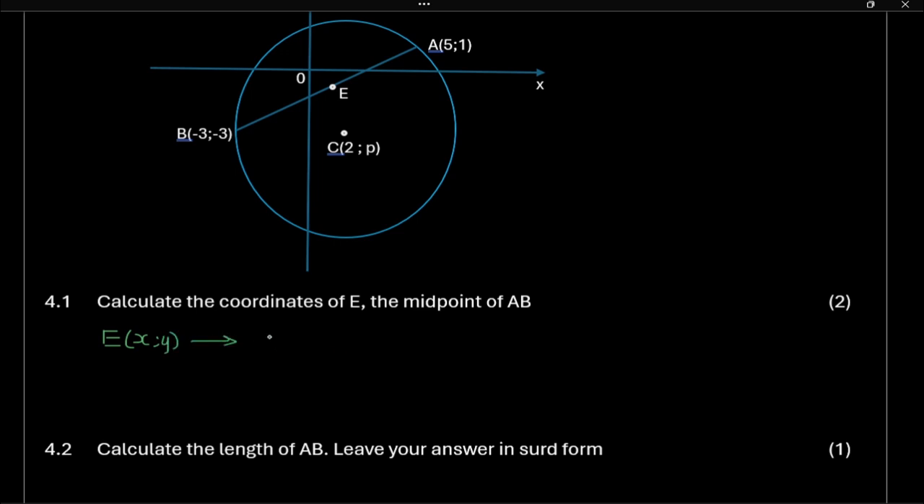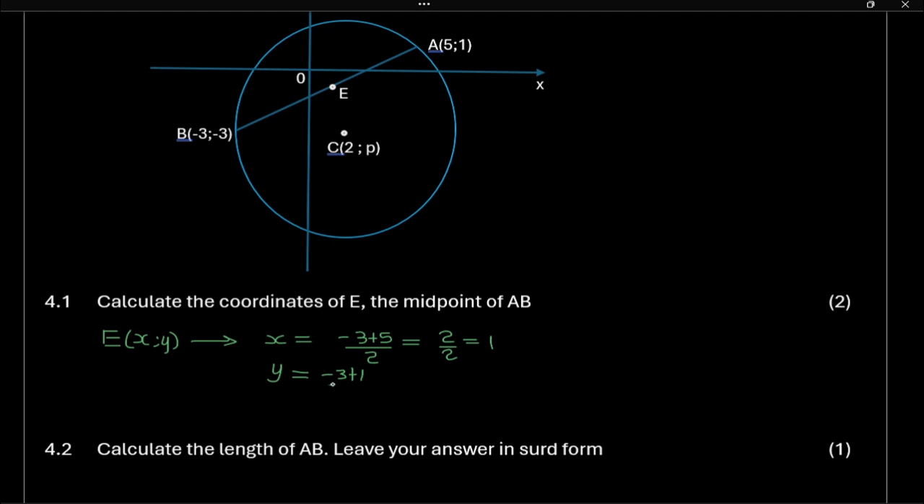And we also know that x is the sum of the two x coordinates, that's -3 plus 5. Then we take half of that, which means we divide by 2 for the midpoint. That gives us 2/2, making it 1. So x is 1, and then we need to find y.